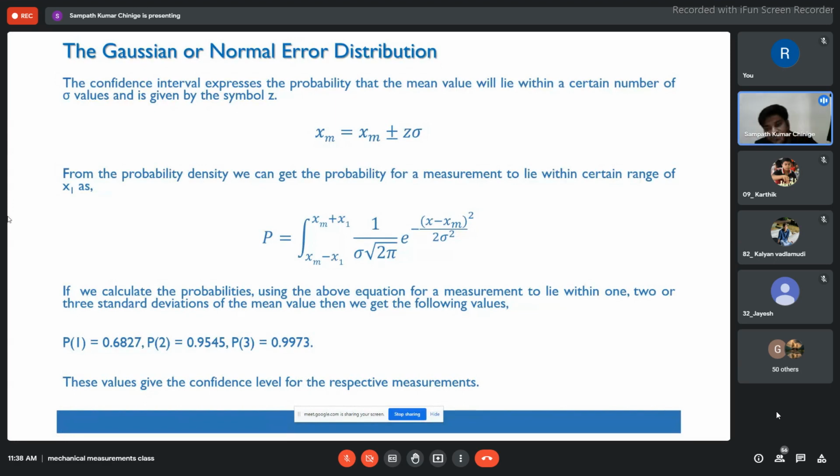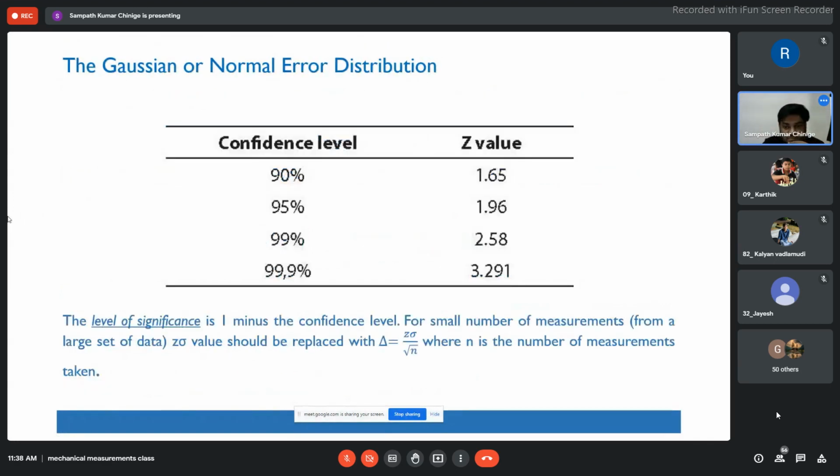This way we will always communicate about the deviation of a set of readings. The same thing I have given here in terms of Z values. If the Z value is 1.65, it is 90%. If the Z value is 1.96, it is 95%. If it is 2.58, 99%, and 3.291 is 99.9%.